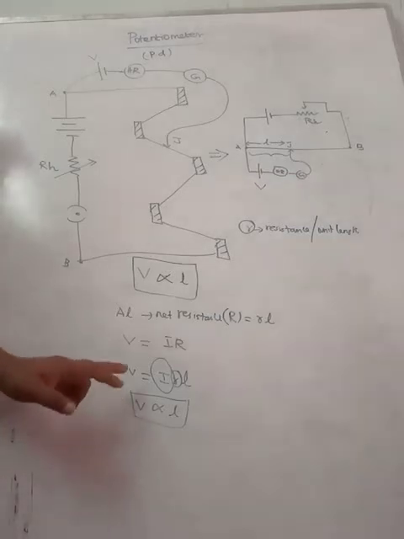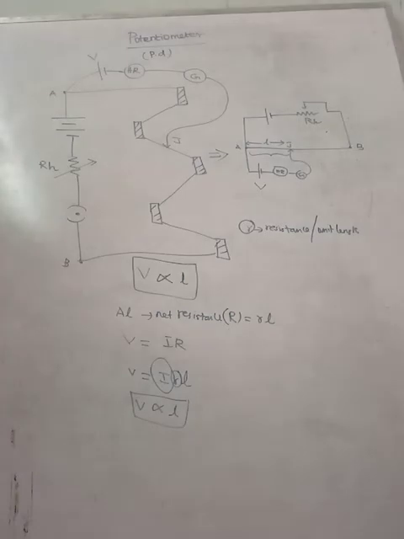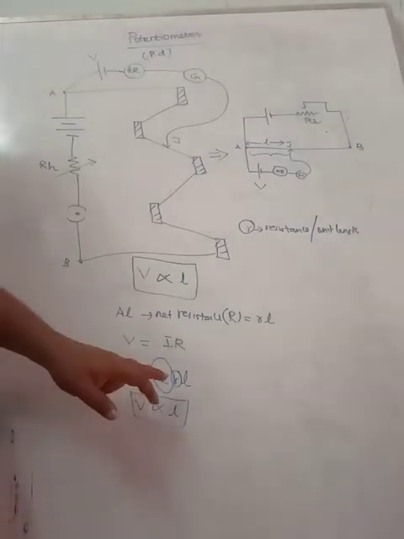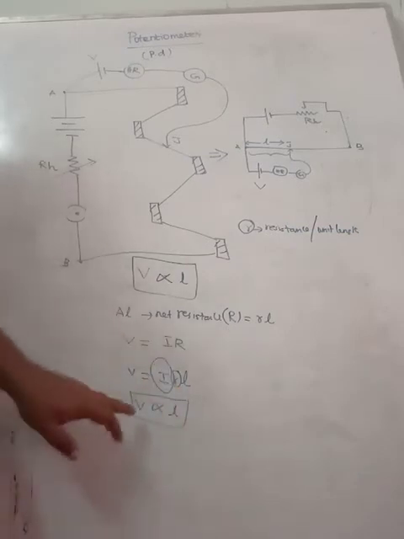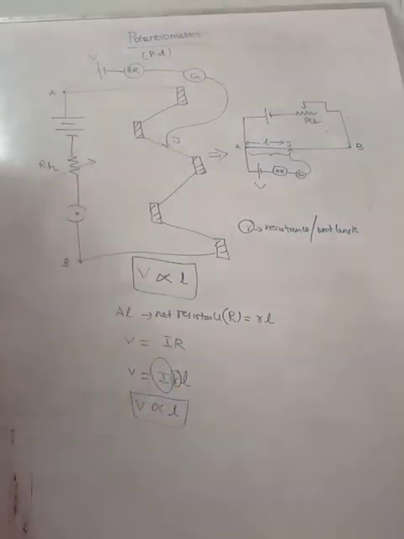So this is the principle of the potentiometer. Here I is the current flowing through the potentiometer, and r is the resistance per unit length. Both are constant. So you can say that V is directly proportional to the balancing length L.